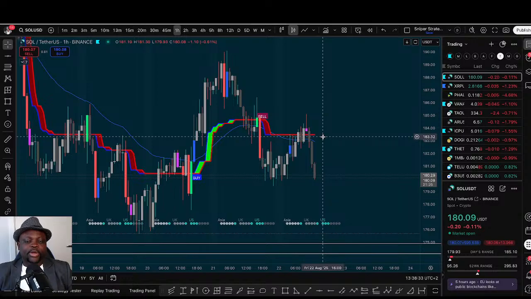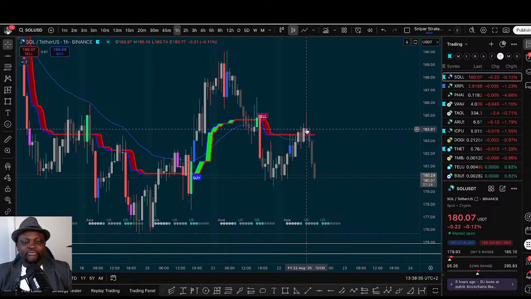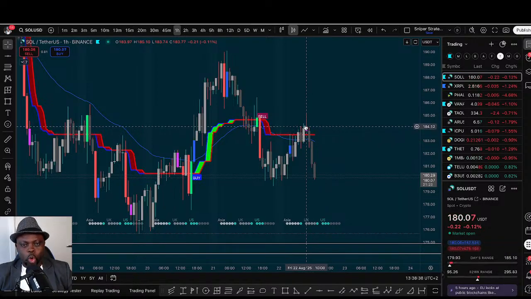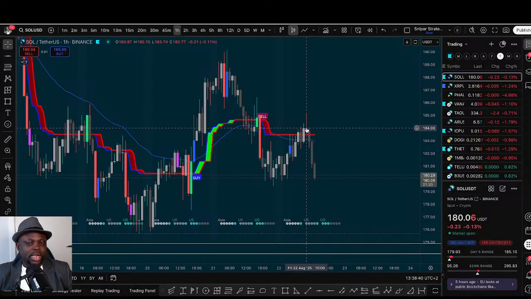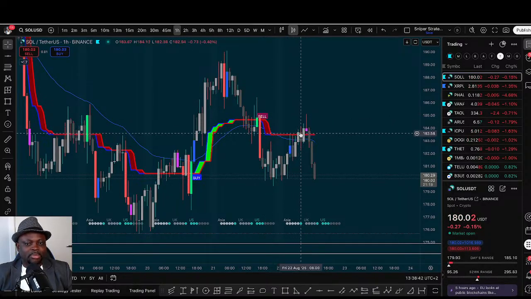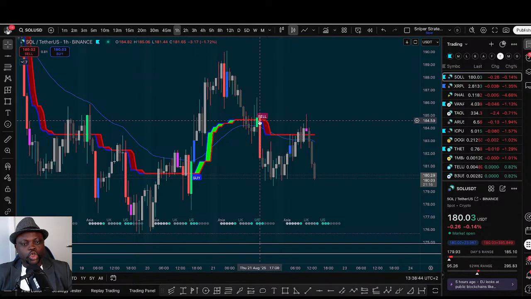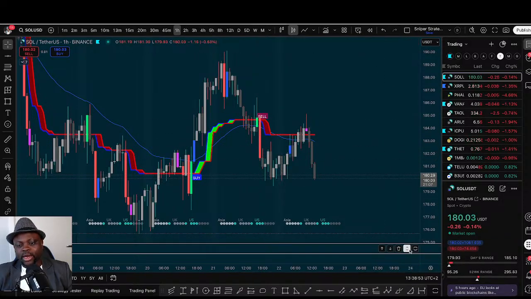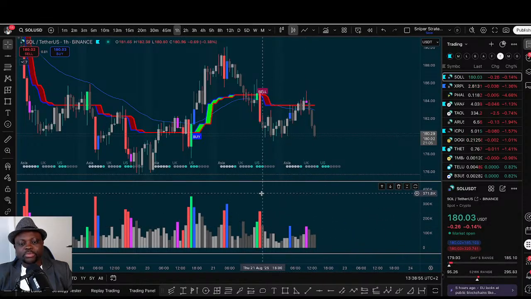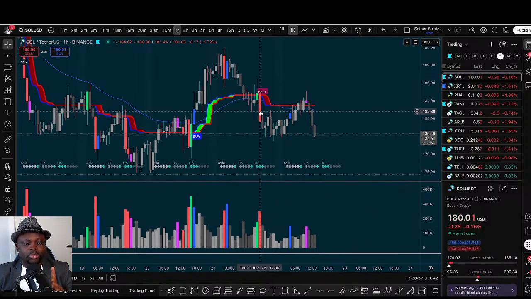Why? Because I saw that price failed to break and create higher highs from this huge break here on the 1 hour time frame. See, I told you guys that whenever you see price break like this with high volume, if you look at the volume here, you see this break was with high volume. Always look at volume. Sorry, I didn't show you guys volume.